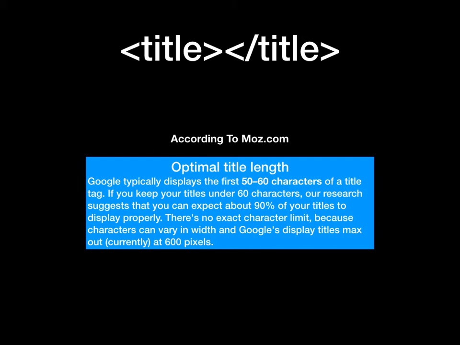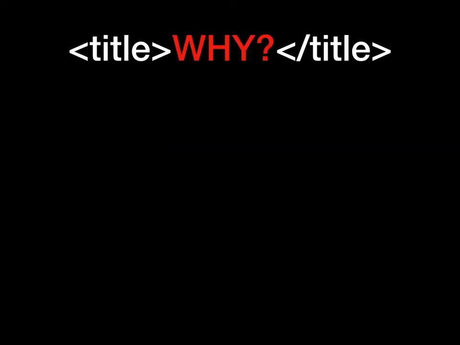So, according to Moz, how long should you have your title tag? According to Moz.com, I'm just going to paraphrase this, they say between 50 and 60 characters. Keep it under 60 characters because you can expect 90% of your titles to be displayed properly. So 10% will not. And generally Google displays the titles at a max of about 600 pixels.